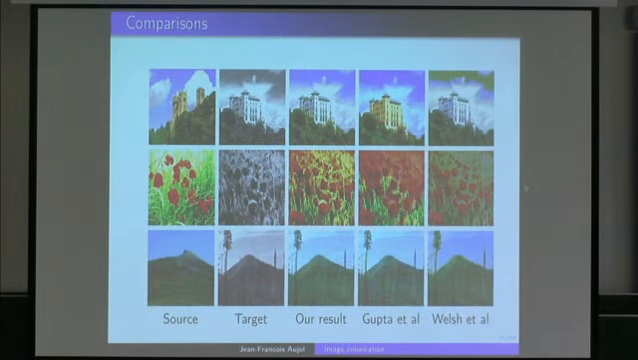So some further examples, just to compare with other methods. On the second column are the target images to colorize. On the first column are the source images we have used to take the color. The third column presents the results we get, the fourth column is the results we get with the algorithm of Gupta, and the last column is the results we get with the algorithm of Welsh.